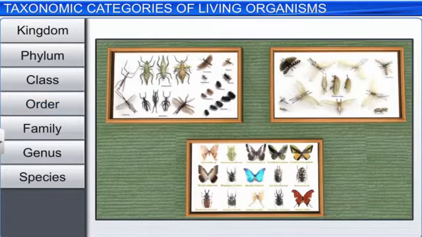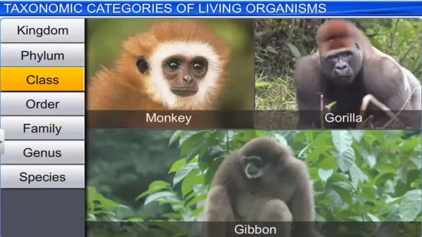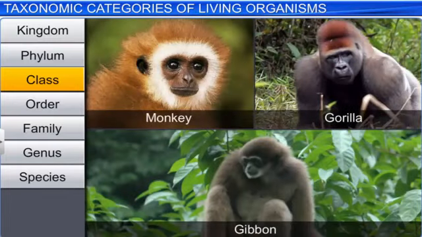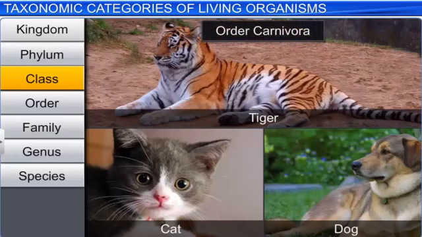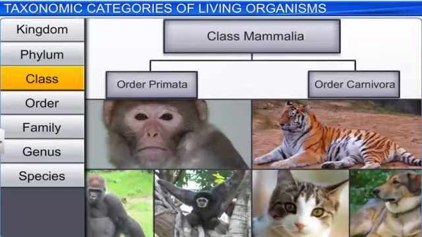The next category is class, which consists of related orders. Consider the two orders Primata and Carnivora. Order Primata includes the monkey, the gorilla, and the gibbon, while Order Carnivora includes animals like the tiger, the cat, and the dog. Although these two orders are different, they are classified under the class Mammalia.